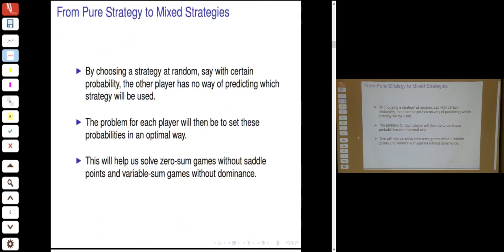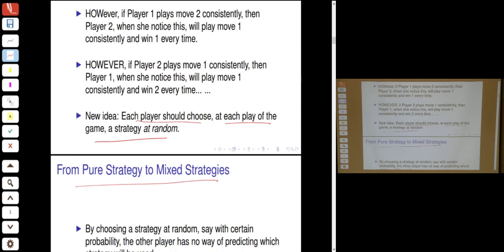So this brings us from the concept of pure strategy to the concept of mixed strategies. By choosing a strategy at random, say with certain probability, the other player has no way of predicting which strategy will be used. The problem for each player will then be to set these probabilities in an optimal way. Okay? So a pure strategy, if you remember, is a choice of strategy where you feel that a certain strategy among a possible choice of strategies is the best for you, and for repeated trials of the game, you just keep on playing that strategy. Okay? So that is pure strategy.